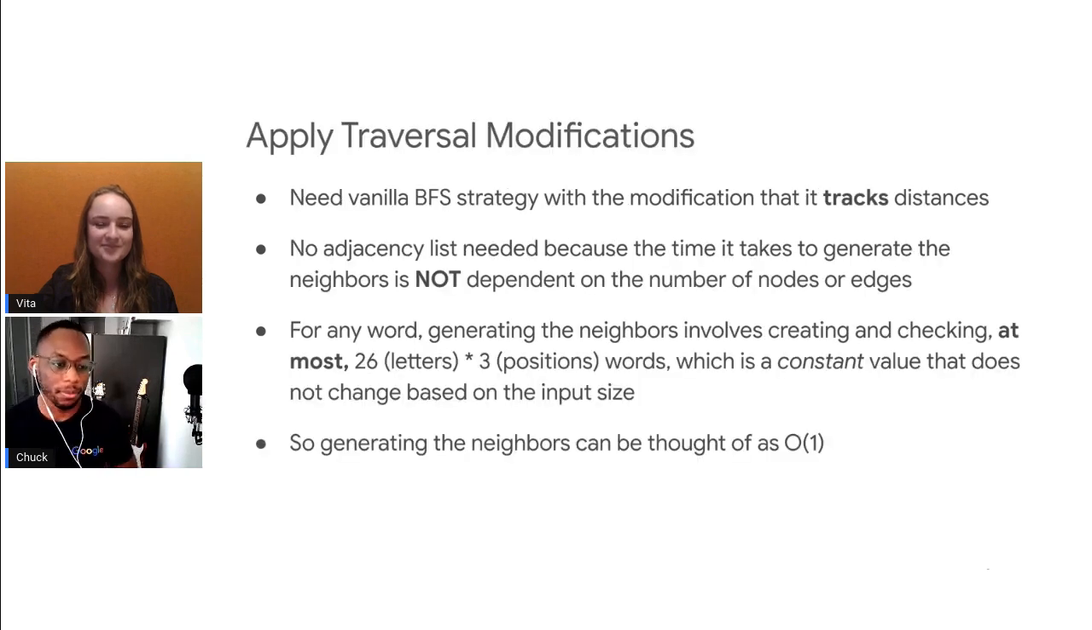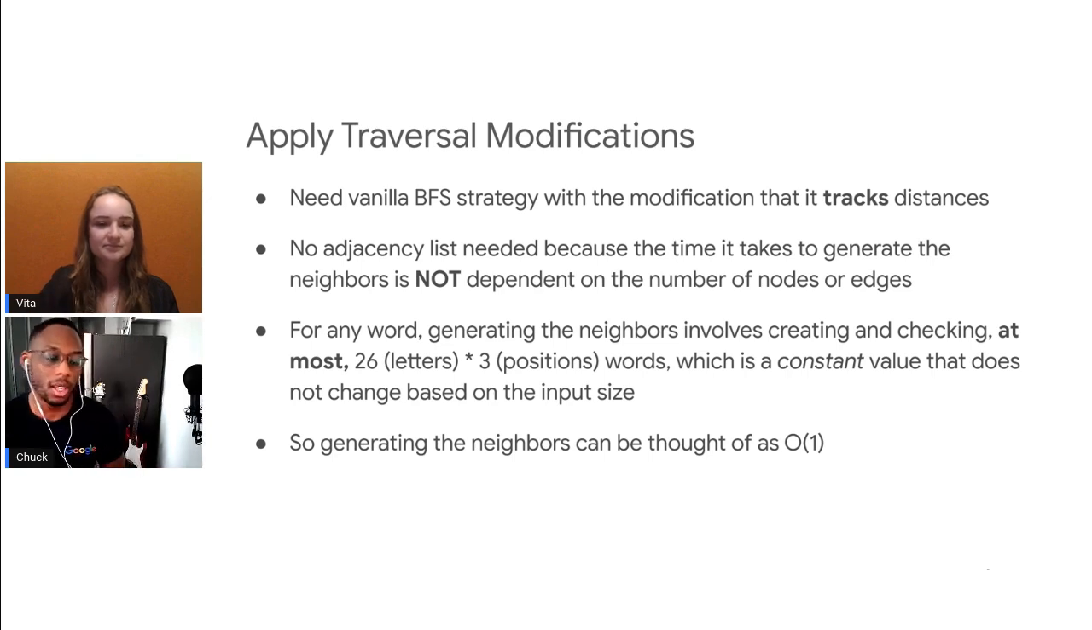All right. Okay, so now some modifications we have to make. The BFS strategy as a vanilla strategy is going to work really well for us. We just have to make sure we track the distances, right? We also don't need an adjacency list. Remember, think about how many different words we have to actually check given a main word. We only have to check 26 letters in the first position, 26 in the second position, 26 in the third position. This is a constant number, right? In the English alphabet, there are only 26 letters. So actually, this is a constant time operation. So we don't necessarily have to create an adjacency list if we don't want to.